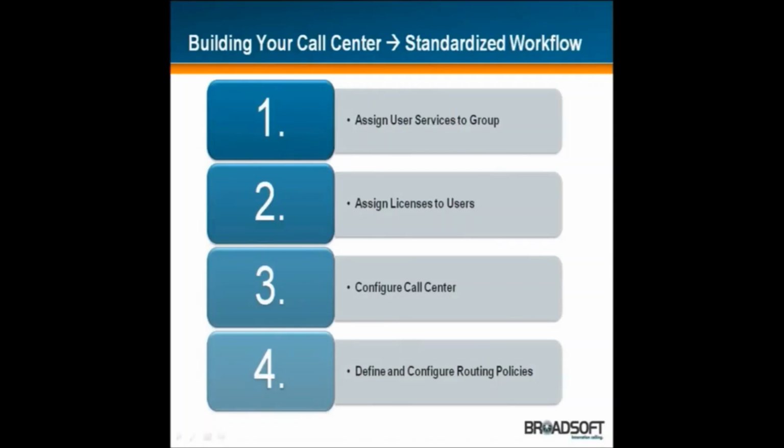There are 4 basic steps to building your BroadWorks call center. These 4 steps can be standardized and followed for building all 3 types of call centers. Later in this video series, we will be demonstrating how to create each type of call center using these 4 steps in the BroadWorks web portal. First, assign the call center user services at the group level under Resources and found in the User Services section. Then, assign the required user licenses to the identified call center agents, supervisors, and/or receptionists.